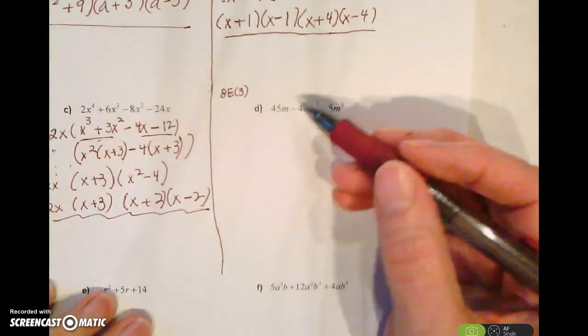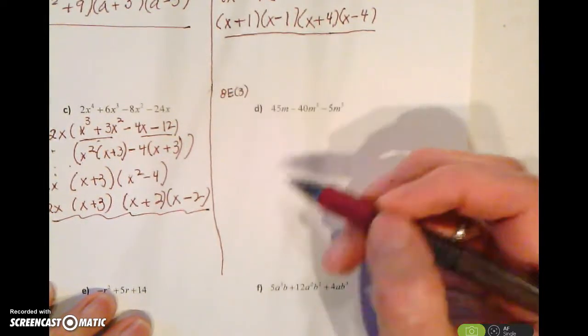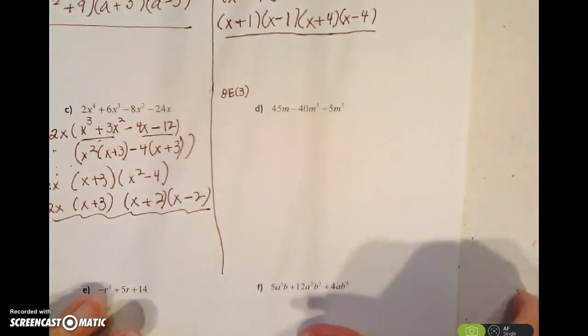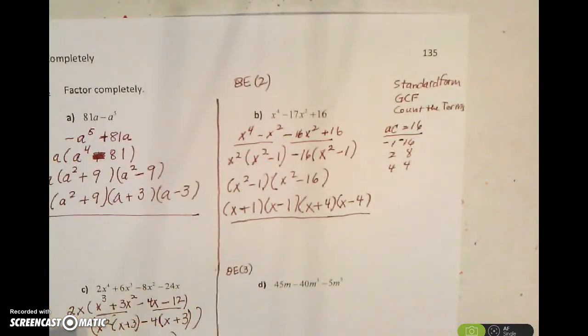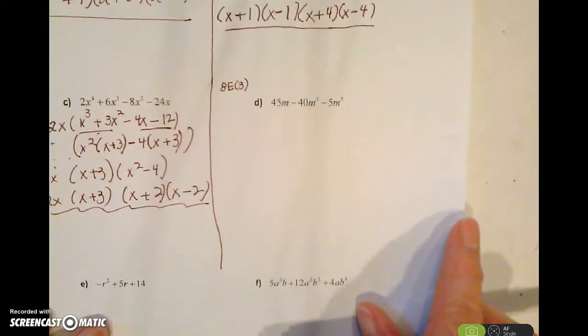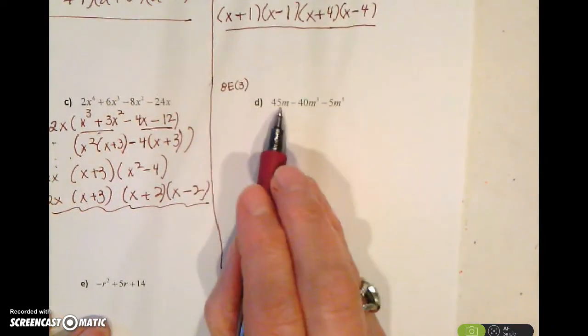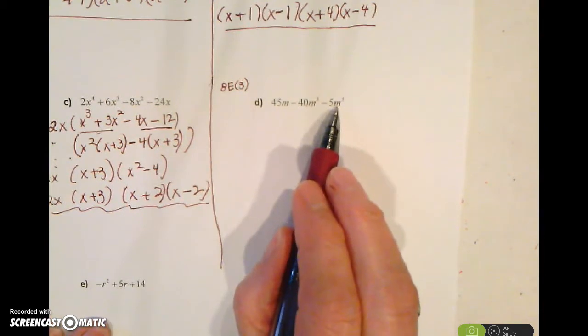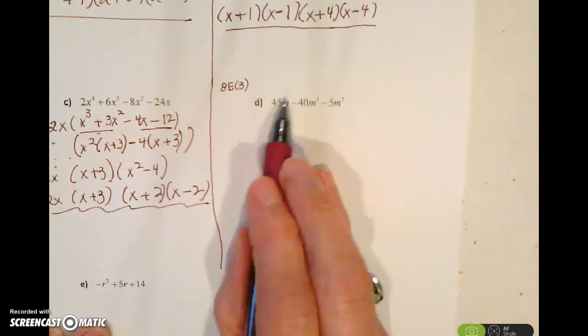All right, so let's do a few more examples for 8E. This will be the third video. So again, remember we're going to be looking for standard form, then the GCF, and then we're going to count the terms. So is this example in standard form? No, because my exponents are backwards.